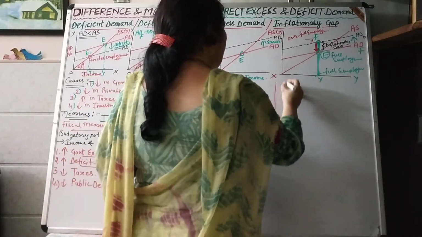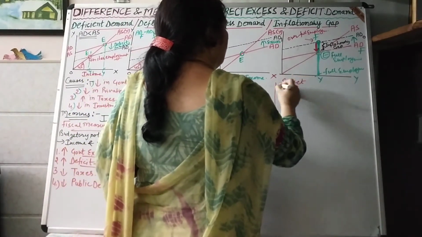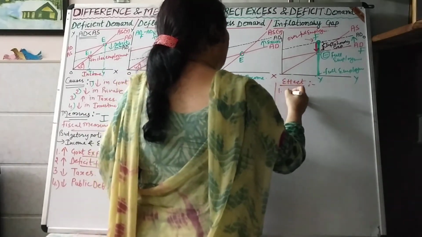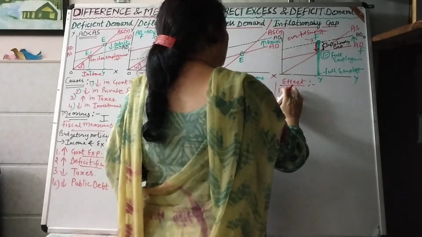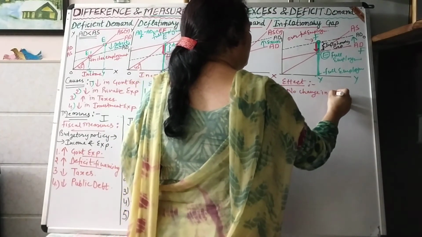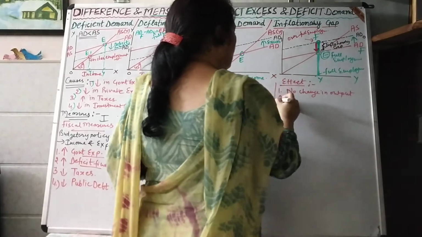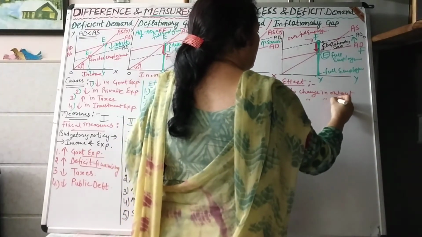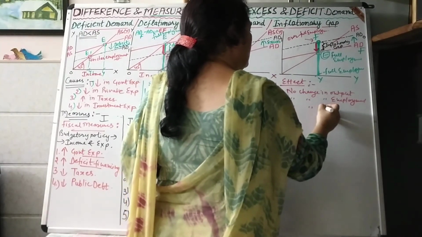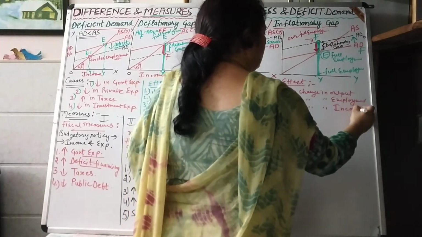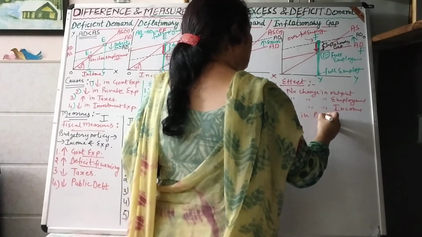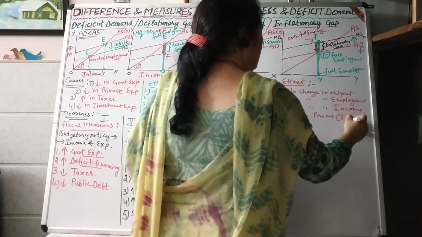Then what will be the effect of inflationary gap in the economy? Number 1, there will be no change in output. Number 2, no change in employment level. Number 3, no change in income of the consumer. Number 4, rather there will be rise in prices and there will be inflation in the economy.